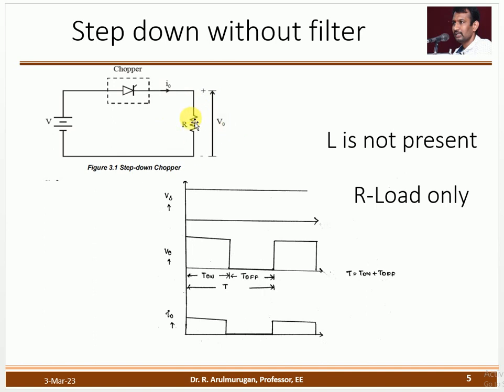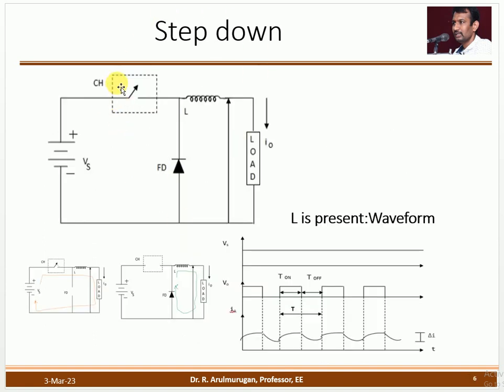Here, what is the load? An R load is used. Then you have the detailed diagram of the buck converter with switch S, D, L. There are two modes of operation. Mode 1: the switch is closed, the diode is inactive. Mode 2: the switch is open, the diode is active. In mode 1, the current flows from the source to the load through the inductance.